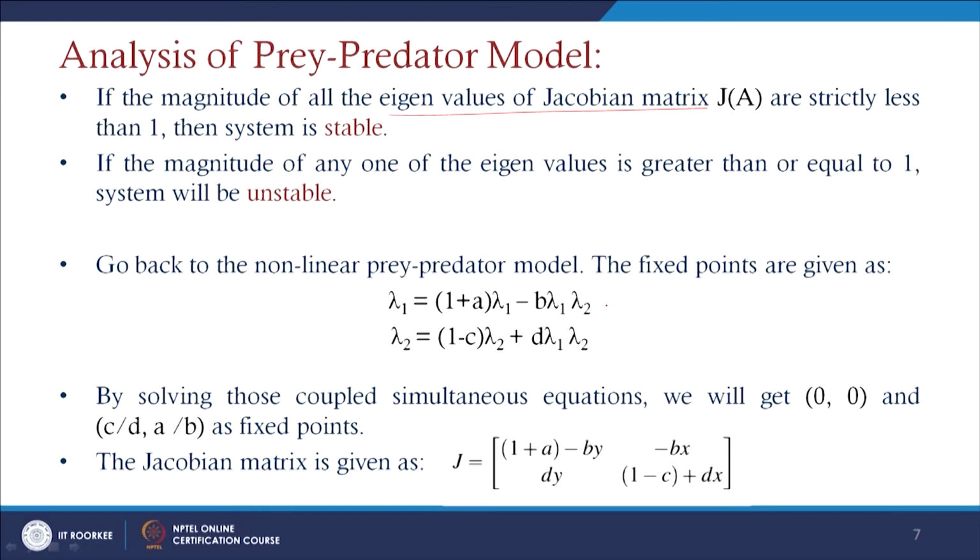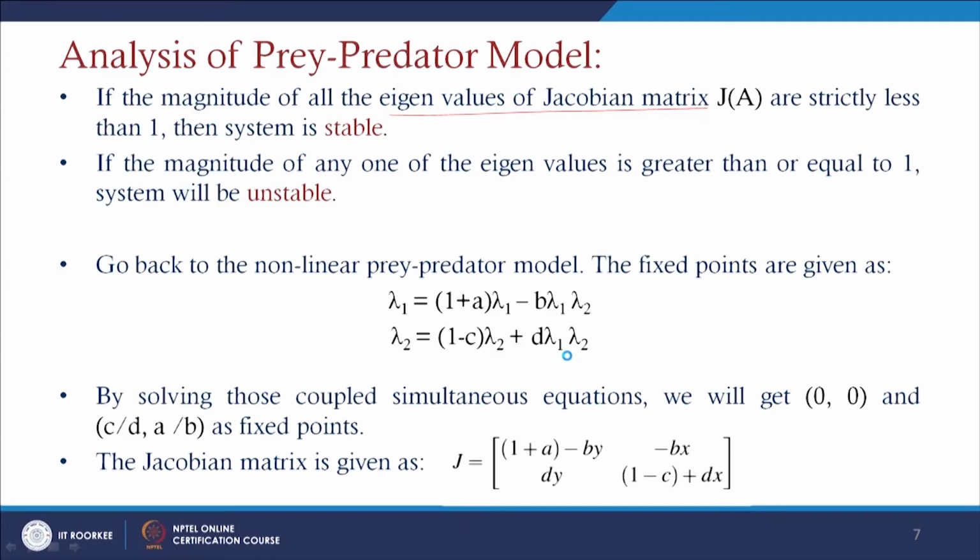we write 0 0 and c by d, a by b as the fixed points here. And if we want to go for the Jacobian matrix, J can be written by first differentiating with respect to lambda 1. If you differentiate this term, we find 1 plus a for the first term, and the second term is nothing but the b y term.